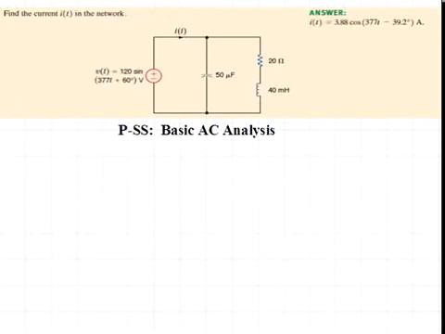This is Learning Assessment Problem 8.8. In this problem, we will employ the problem-solving strategy of basic AC analysis with phasors and complex impedances. We are asked to find the time domain current I of t flowing from this voltage source.